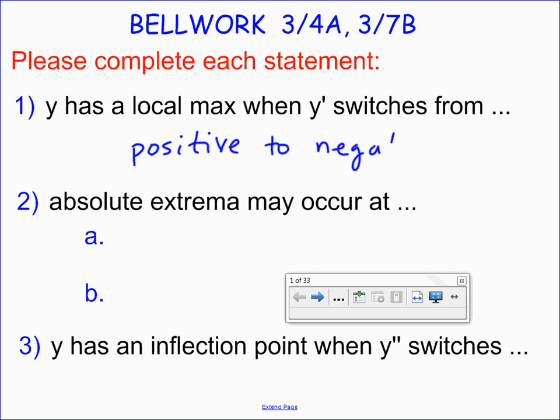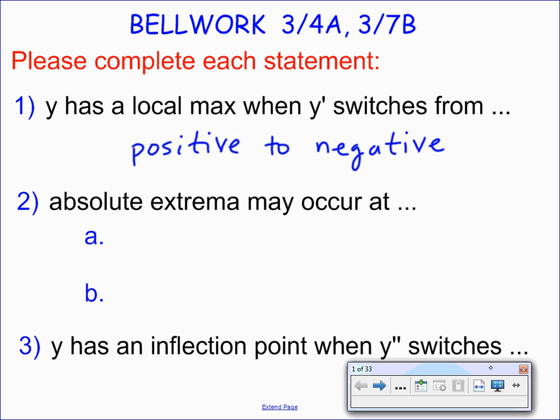And we'll be using our sign charts then to help with that analysis. Go ahead and raise your hand if you had the same as Tyler. Positive to negative. Awesome. Absolute extrema may occur at blank, and we've got a couple different possibilities. One place that absolute extrema could occur are, Riley E? Endpoints. And so absolute extrema could occur at the endpoints of a specified interval.